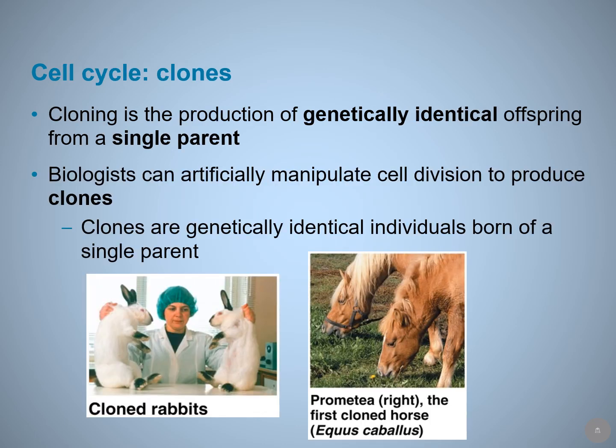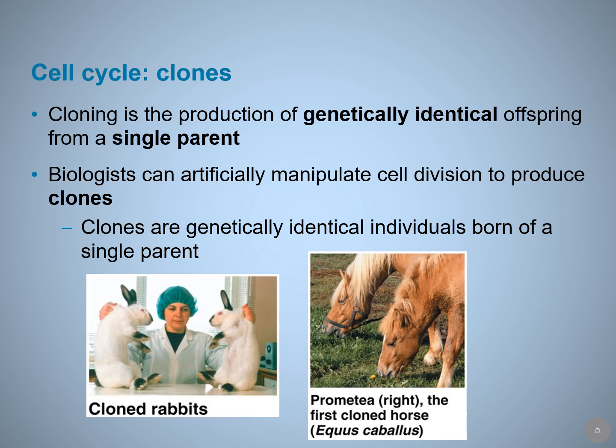So as to this point, what mitosis does for organisms, one of the processes of cell division that can produce the new cells, has allowed scientists to be able to artificially manipulate the natural process of cell division to produce what are called clones. So cloning is the production of genetically identical offspring from a single parent. That's different than what you and I are, because we are genetically different from our parents, whereas cloning means it would be the exact same.